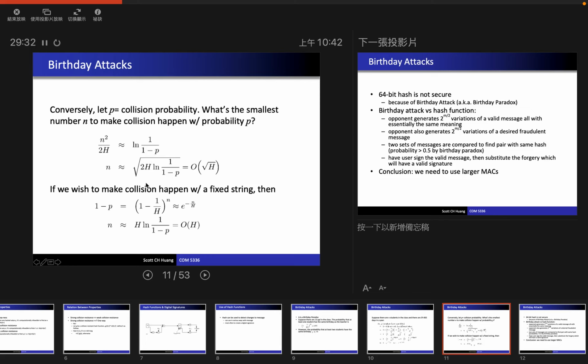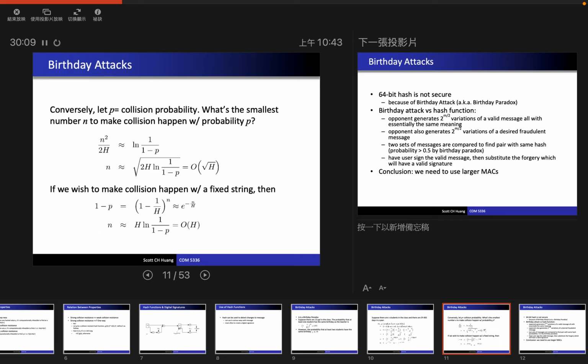So n is roughly 2h times this value. Roughly speaking, this n is on the order of big O of the square root of h. Now, this is the case where there's no restriction at all, kind of like a strong collision resistance case.